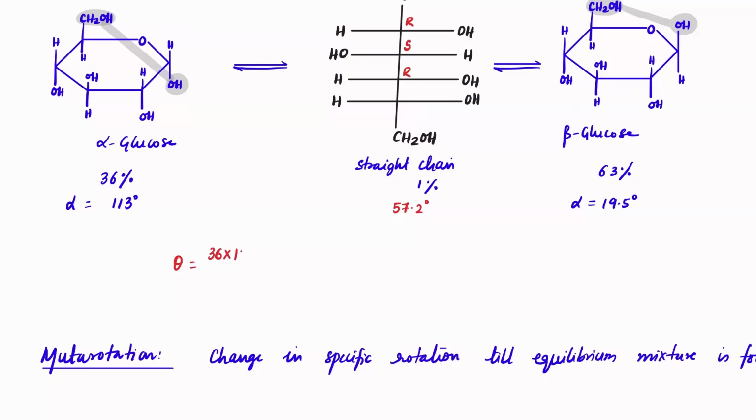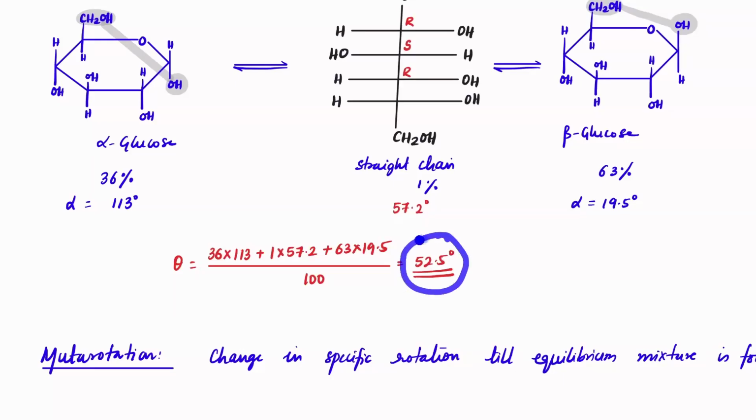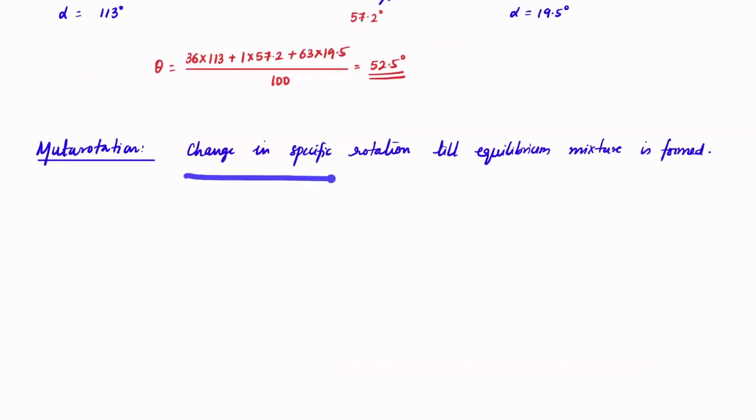36 into the alpha angle of 113, plus 1 into 57.2 degrees, plus 63 into 19.5 degrees, this whole divided by 100, would be equal to 52.5 degrees. So this 52.5 degrees is called mutarotation, which means we are not exactly getting the rotation of one particular kind, we are getting the rotation of a mixture, a weighted average. So the change in specific rotation till the equilibrium mixture is formed is called mutarotation. I hope the idea of what mutarotation means is clear.